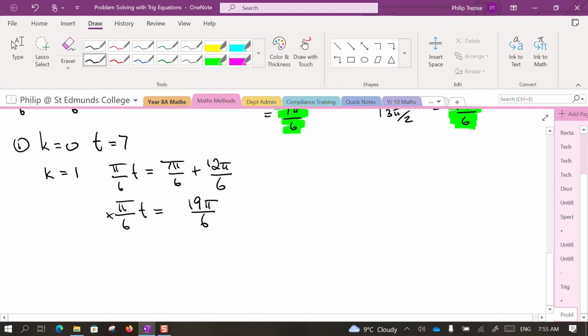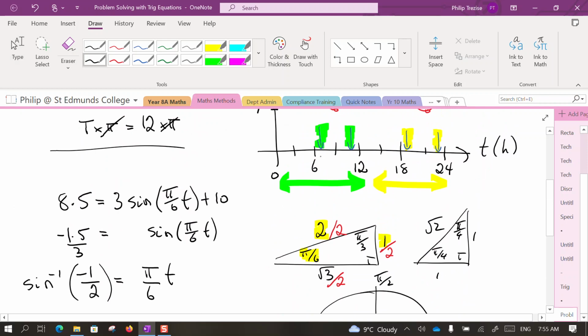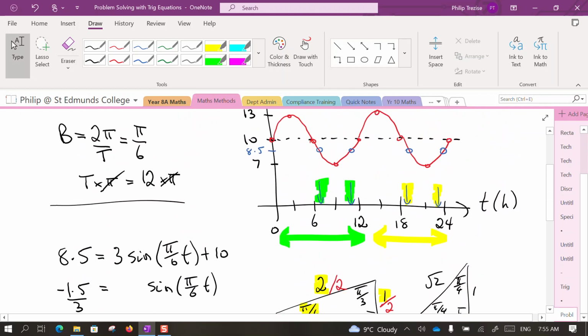The opposite of multiply by pi over 6 is multiply by 6 over pi, so I'll do that on both sides. These ones cancel, leaving t, and here the 6 and the pi cancel, leaving 19. So when k equals 0, my answers are 7 and 19. And that would match here. That would be the value 7, and there would be the value 19.